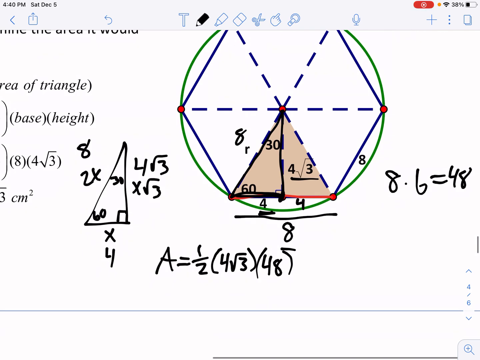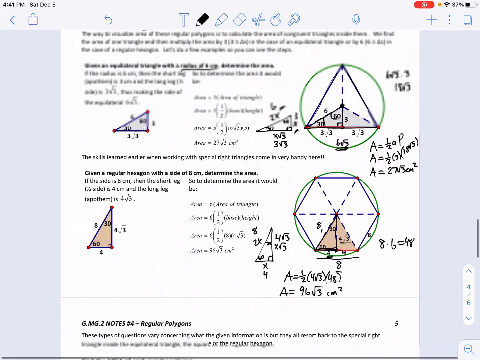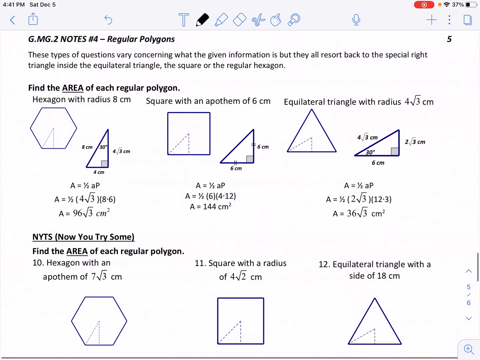Okay, so then we can find our area. It's 1/2. Whoops, let's just go back here and do this in our calculator real quick. That way you guys can see. So we have 1/2 times 4 times 48, and then we're going to keep it exact. So we get 96 square root of 3 centimeters squared. Okay, and let's look at one example with a square here.